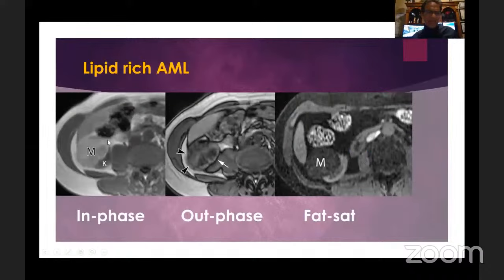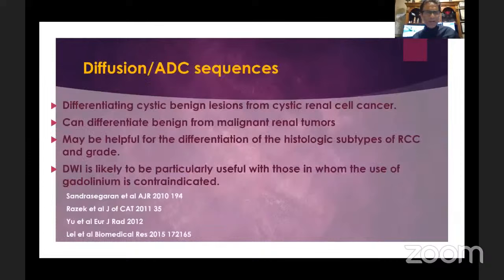This is lipid-rich angiomyolipoma, which follows the signal of surrounding fat. You can see it is getting saturated on fat-saturated sequences, and on out of phase imaging, it shows areas of drop in signal, typical for lipid-rich angiomyolipoma. How about diffusion and ADC sequences?